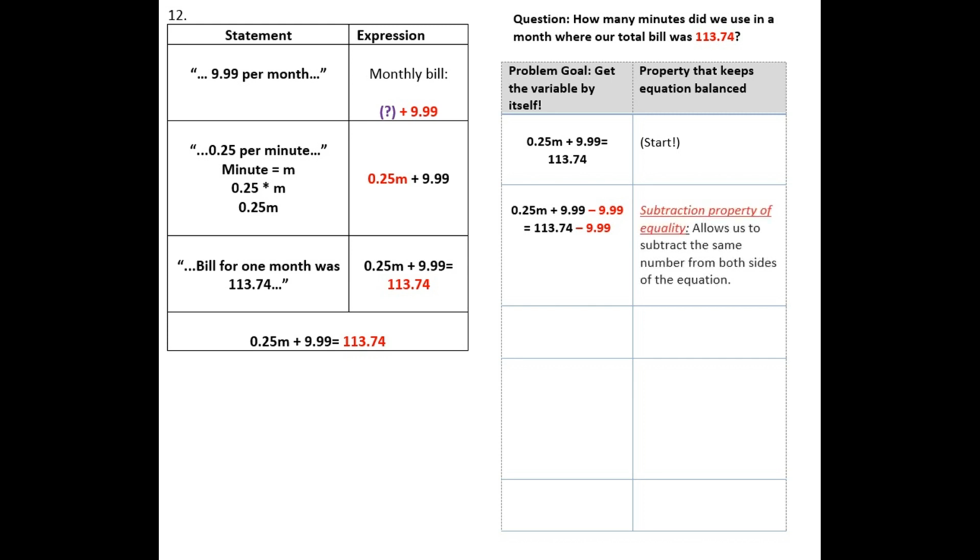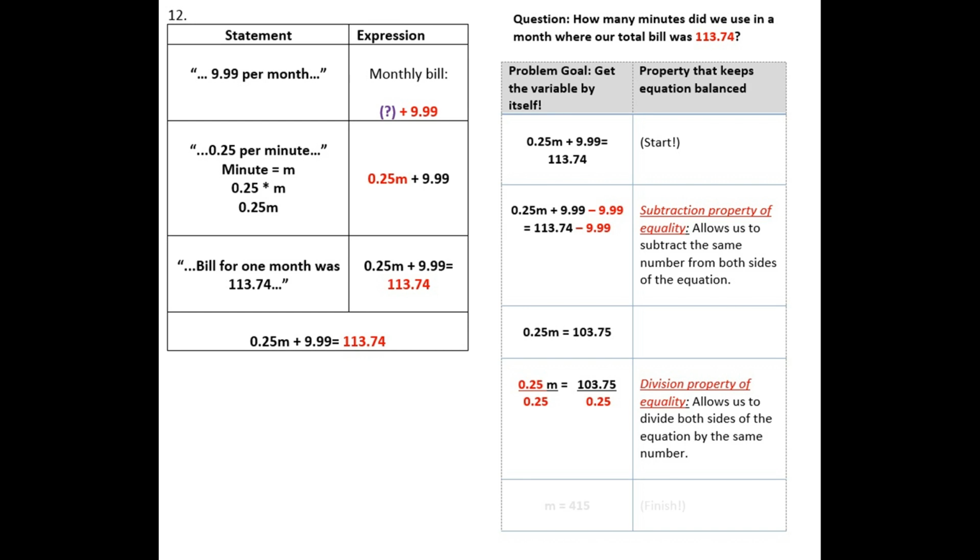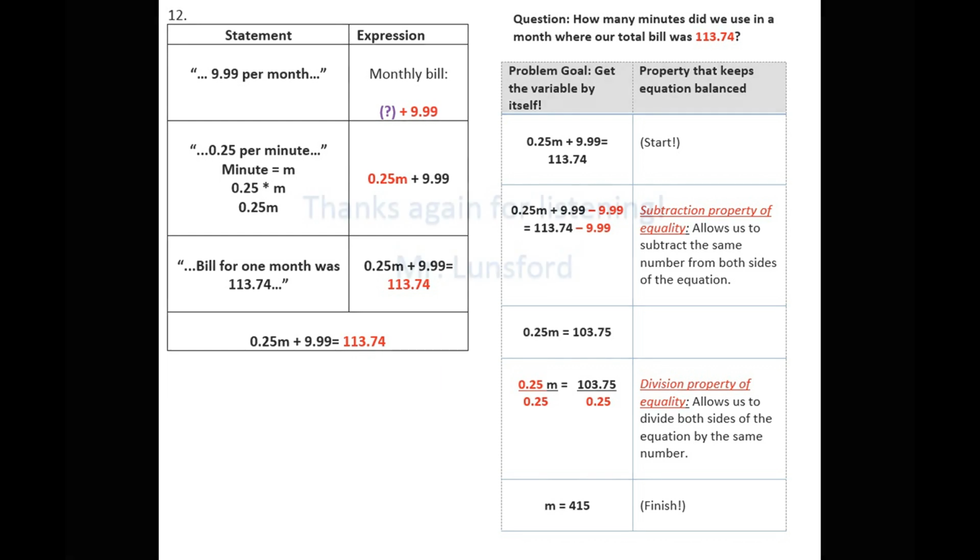So subtract $9.99 from both sides, and that uses our subtraction property of equality. That 9.99 cancels out, and we're left with 0.25M equals 103.75. Now we divide both sides by 0.25, and that uses the division property of equality. The 0.25s cancel out, and we have 103.75 divided by 0.25. M equals 415.